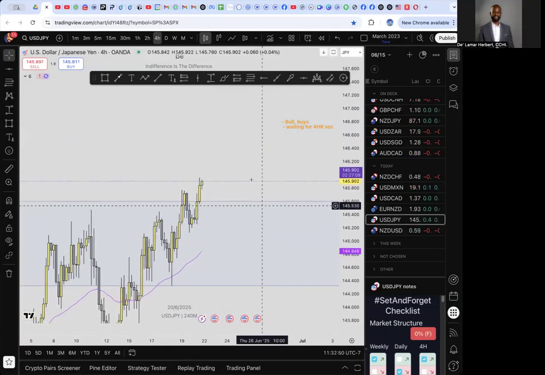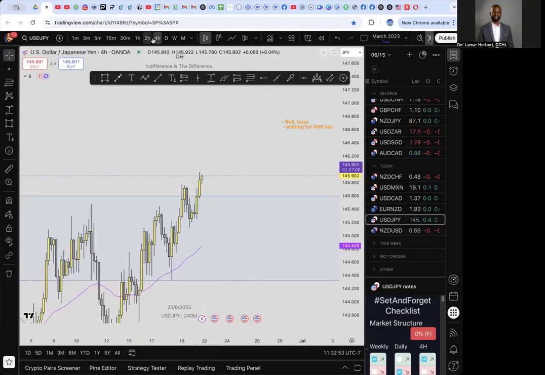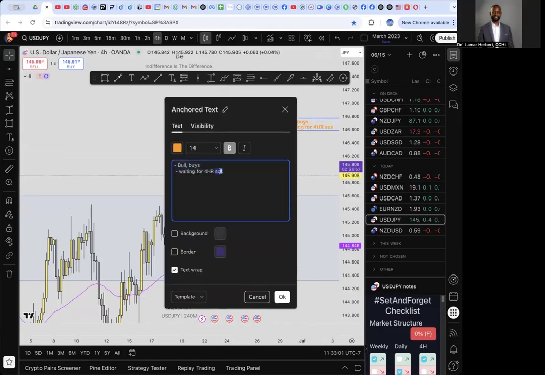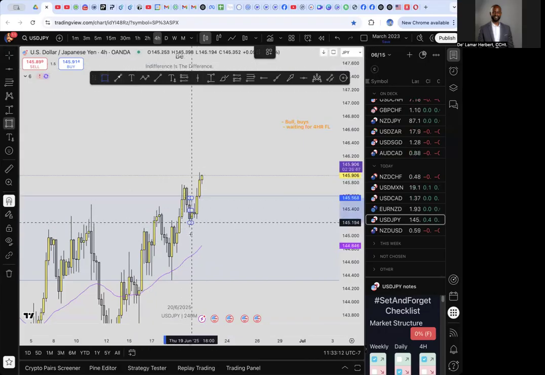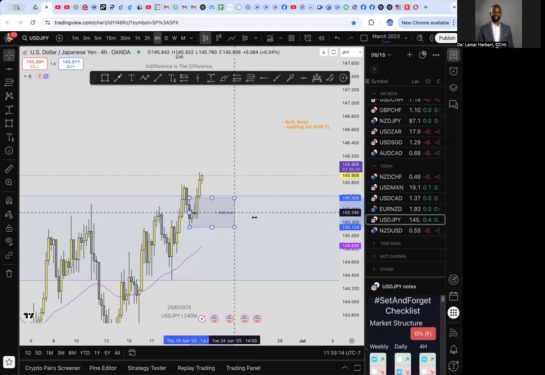Next, we have USD JPY. We're looking for buys here, but first we need to see a 4 hour shift in structure, which we have now. This just happened. So the next thing I want to see is a 4 hour first low. And the first low, again, is liquidity.